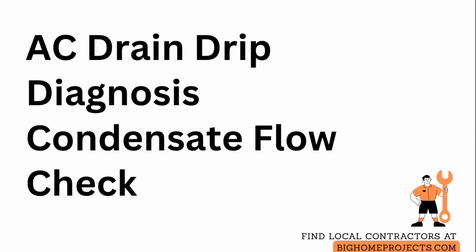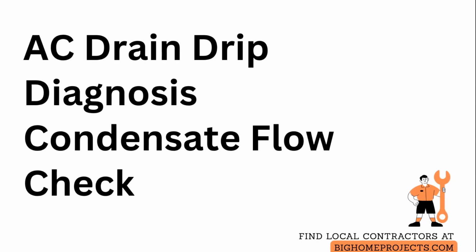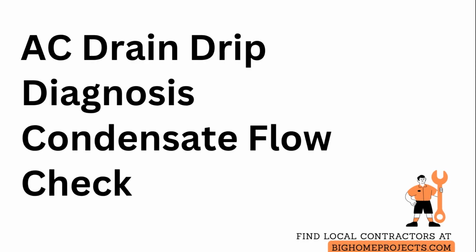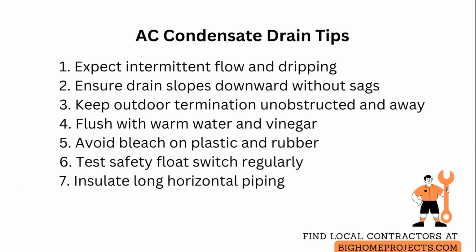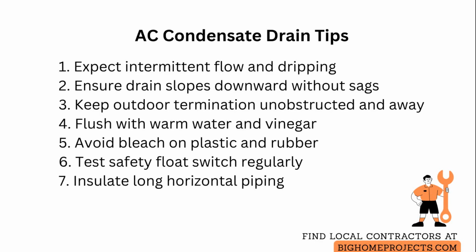Yes, it is normal for water to be present at the outdoor termination of an air conditioning condensate drain line when the system is running. When an air conditioner runs, it removes moisture from indoor air and channels that condensate through the drain pan and out the condensate drain line to the outdoors.